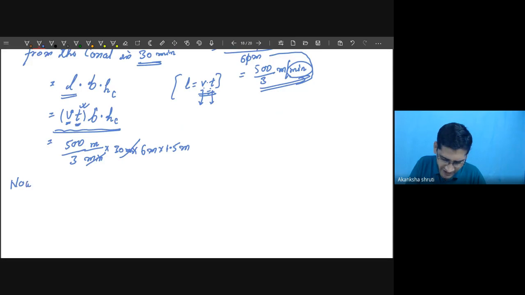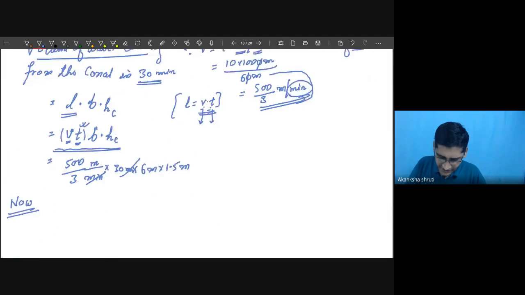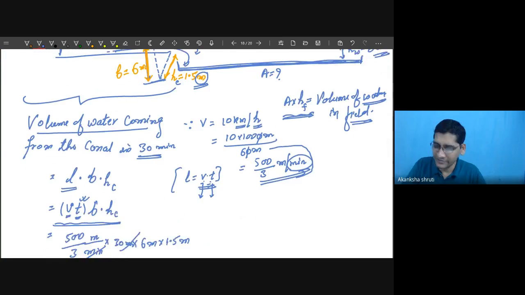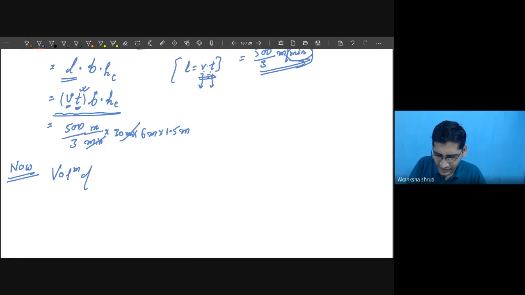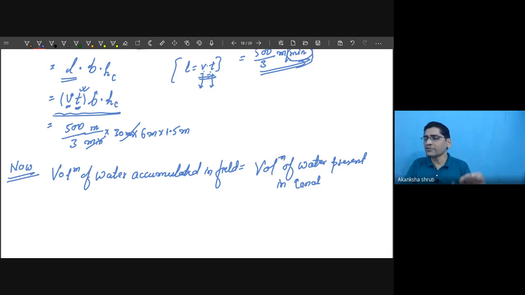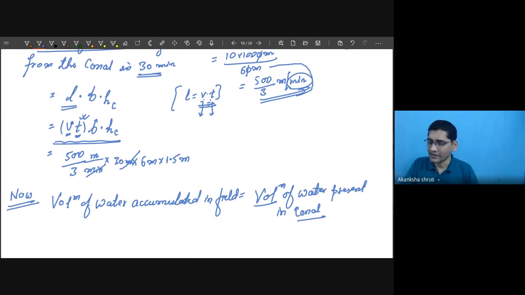Now, what is required? During irrigation of this field, the volume of water present in the canal will be equal to the volume of water in the field. So you can write: volume of water accumulated in the field will be equal to the volume of water present in the canal. And how much volume do we need to take? The time for which it is considered. Only that much volume of water from the canal. That's why we have taken the 30. That gives the length.